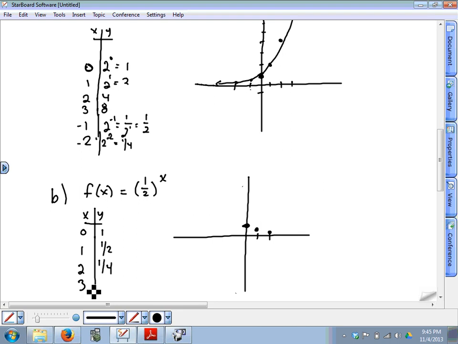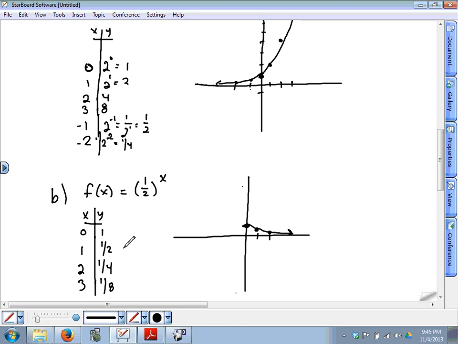Now as x gets larger and larger and larger, all we're going to end up getting is smaller and smaller fractions. These fractions are never going to go negative, they're just going to get smaller and smaller, heading towards 0. So this part of the graph kind of skims along the x-axis as x approaches infinity.